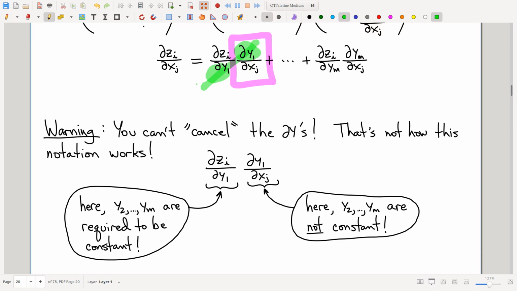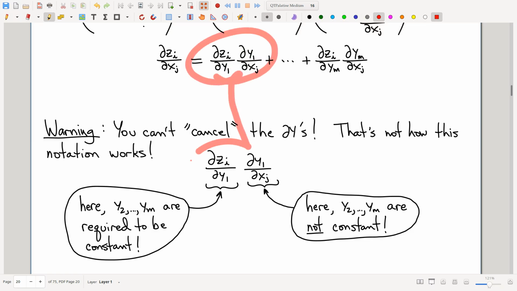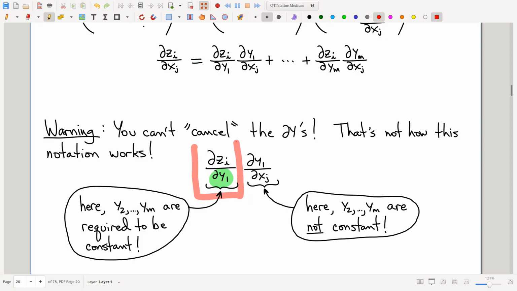Let me elaborate on what I mean by these not being the same things. Just for convenience, I have this term written down here. Let's think about what this partial y1 is. That partial y1 is part of a story. In this story, I'm doing a computation that has certain implicit assumptions. In particular, when I say partial with respect to y1, this scenario requires that all of the other y variables be constant. That's the scenario we're looking at when we write this down.